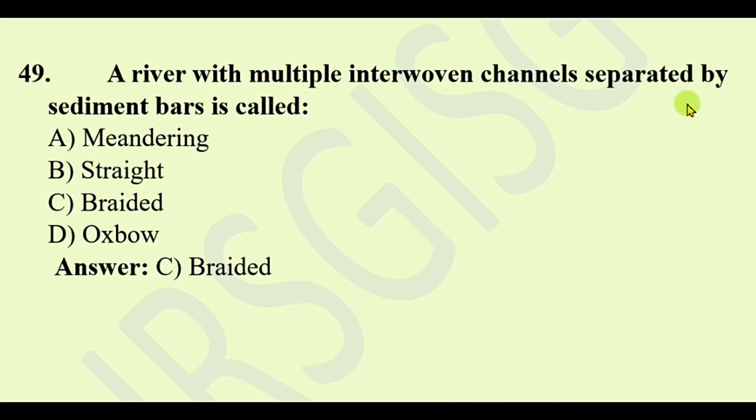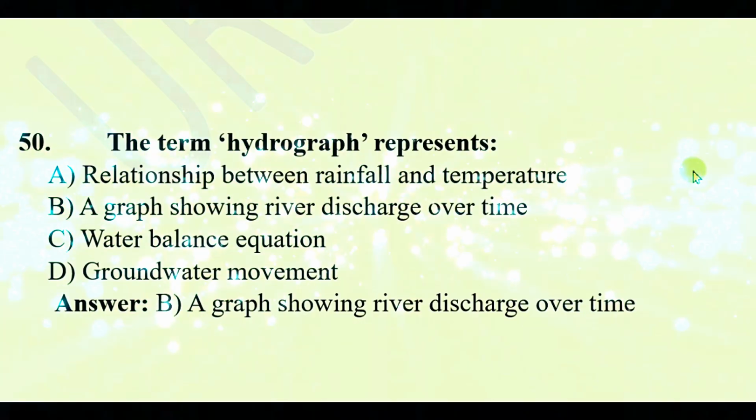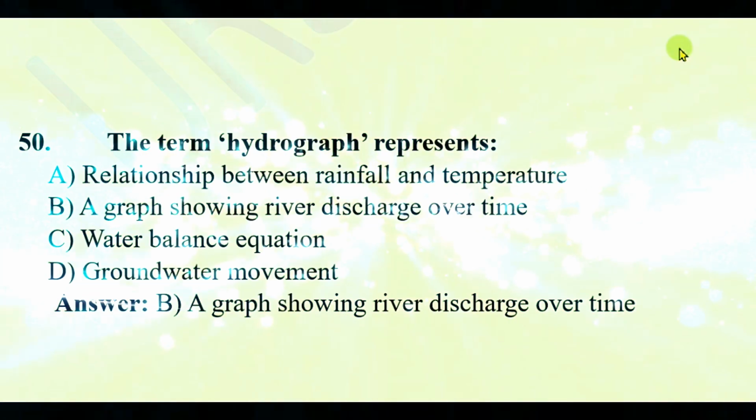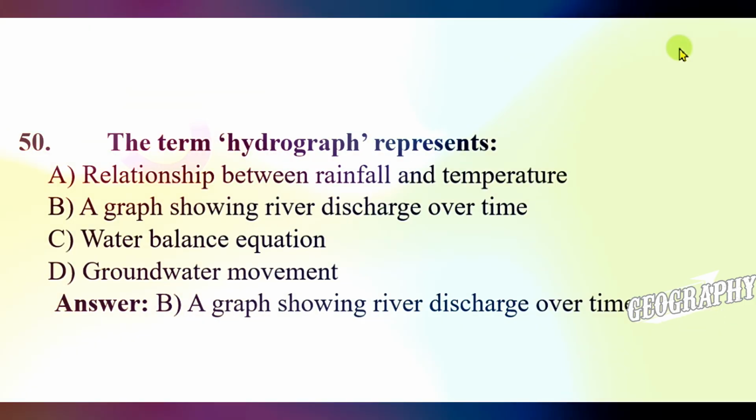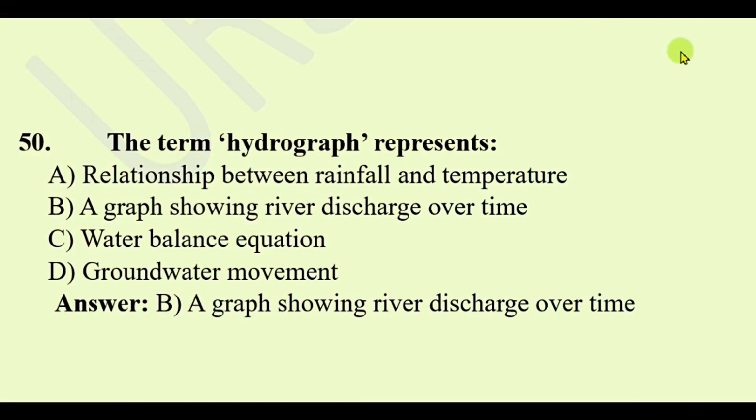Question 49. The river with multiple interwoven channels separated by sediment bars is called meandering, straight, braided, oxbow. Here the right answer will be braided river. Question 50, the last question of this video. The term hydrograph represents the relationship between rainfall and temperature, a graph showing river discharge over time, water balance equation, groundwater movement. Here the right answer will be a graph showing river discharge over time.